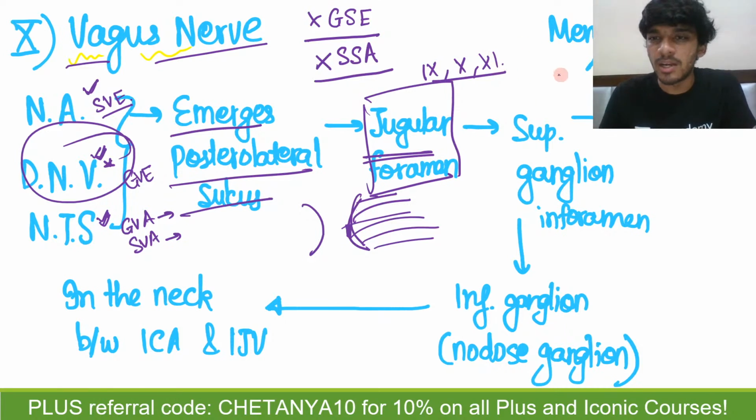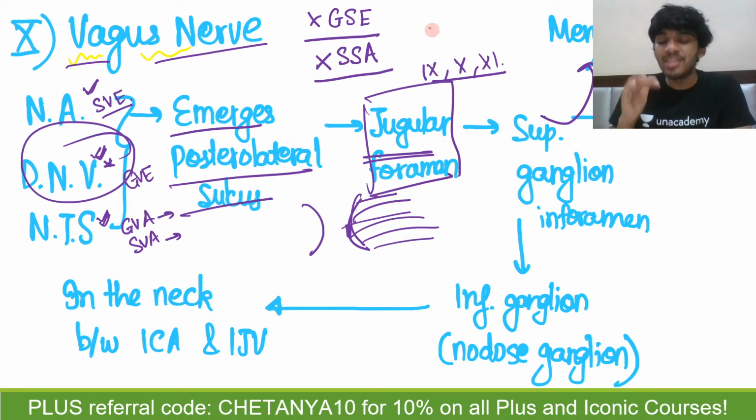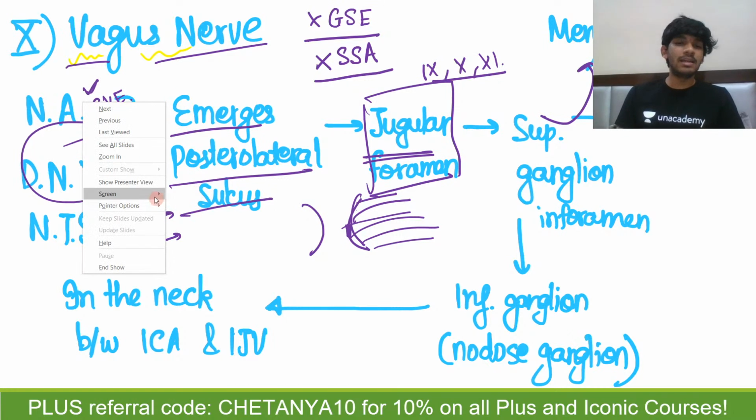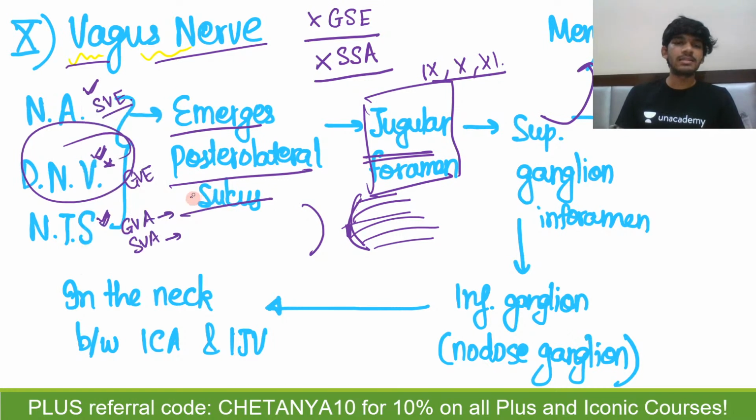It gives a meningeal branch. Remember, the vagus gives a meningeal branch and it supplies the meninges in the infratentorial region. Infratentorial, supratentorial, have a look once more. I'm not going into the detail of the nerve supply of the dura, but it is very important for the understanding of headache.